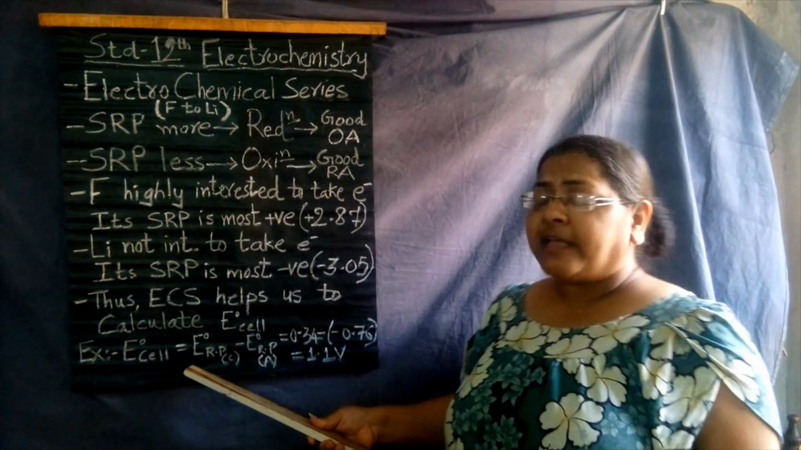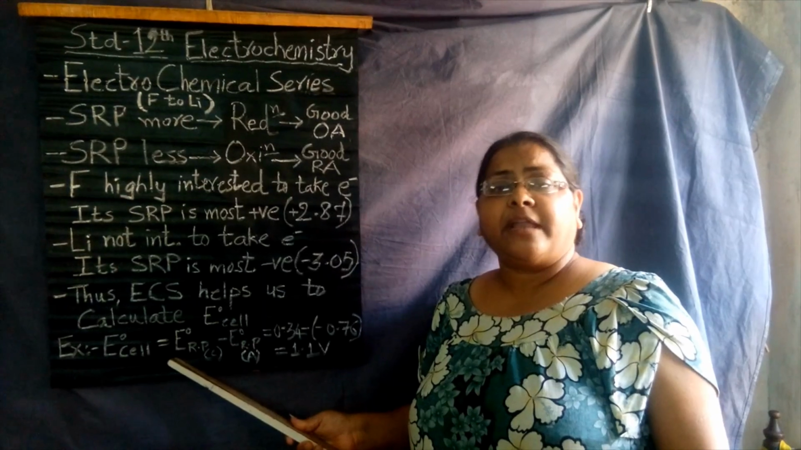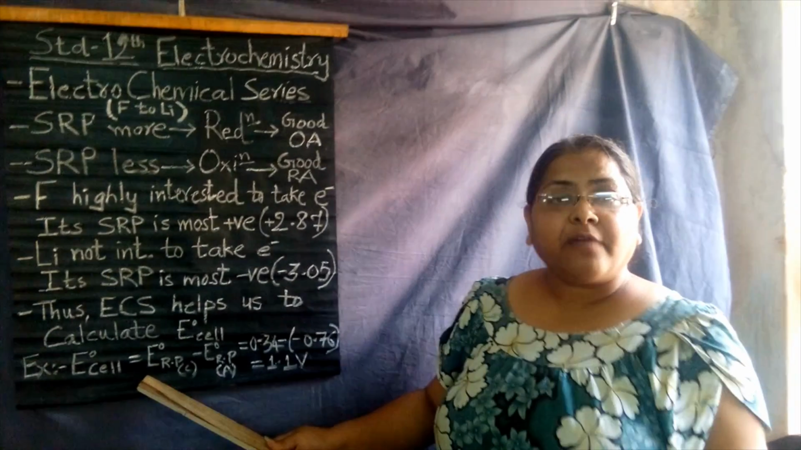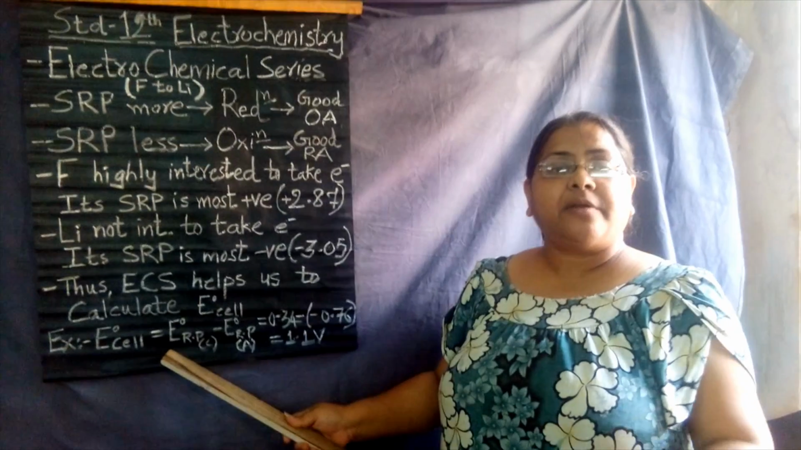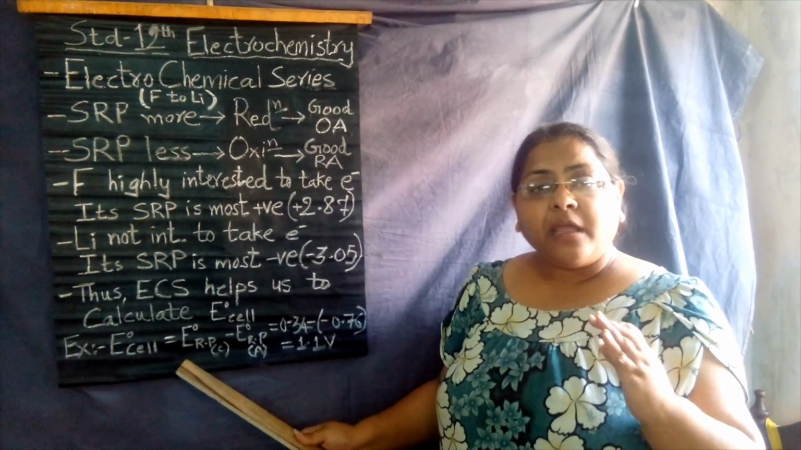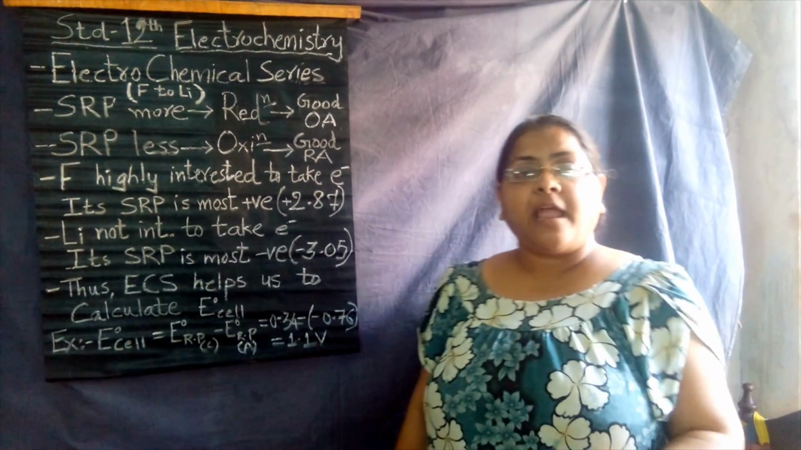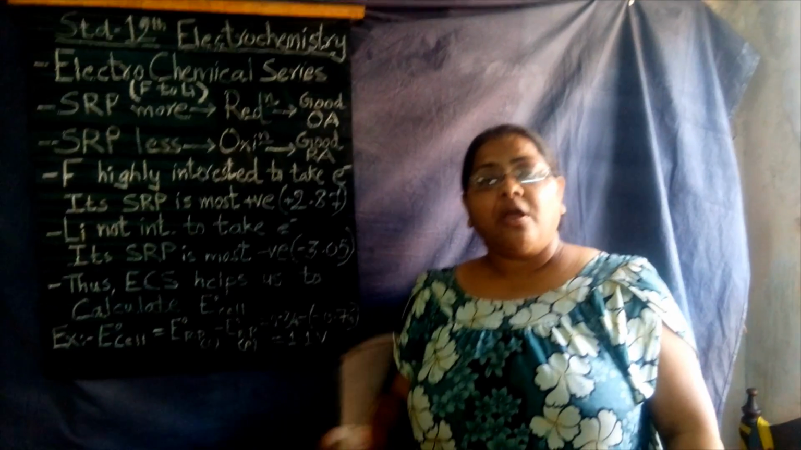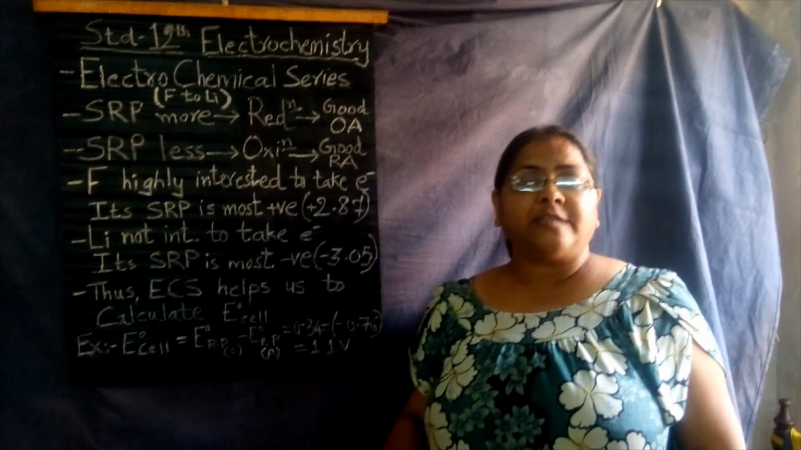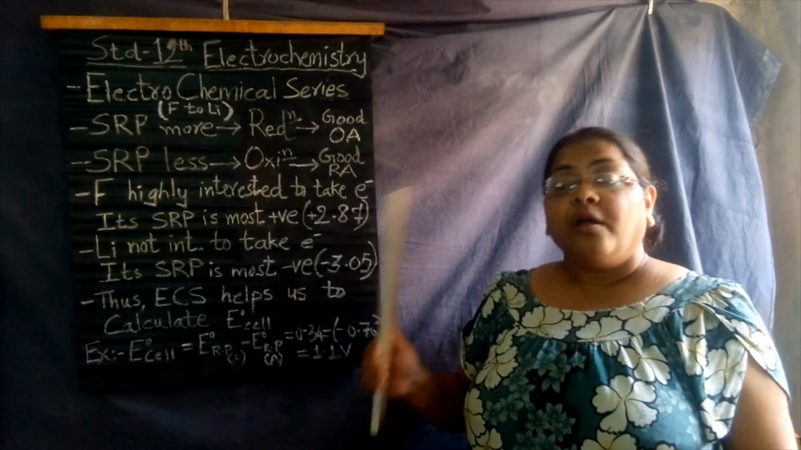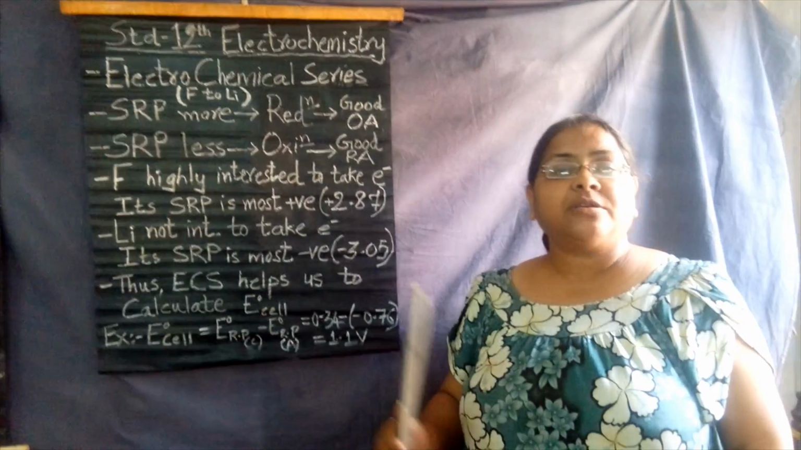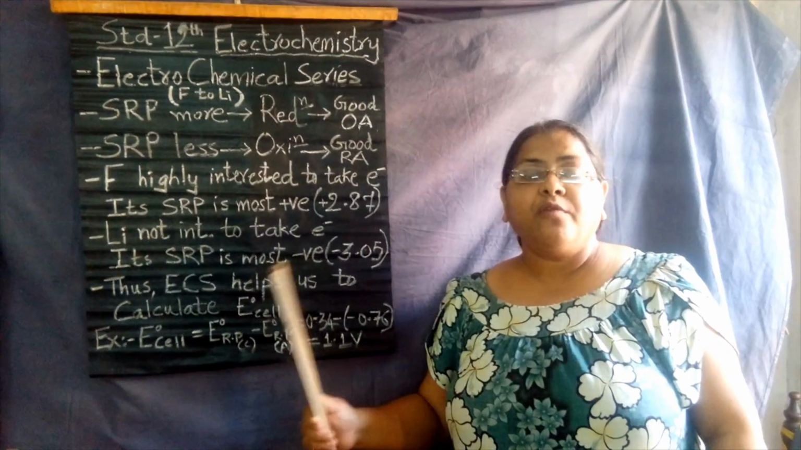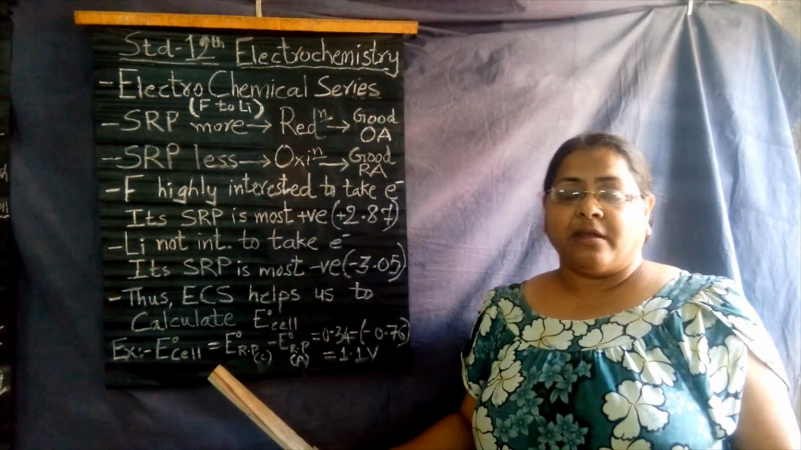Standard cell potential is easy to calculate because in the questions, the reduction potential value will always be given. You have to take care whether the given value is a reduction potential or an oxidation potential, and as per that, take care of the sign convention of positive and negative, and accordingly solve the numerical.